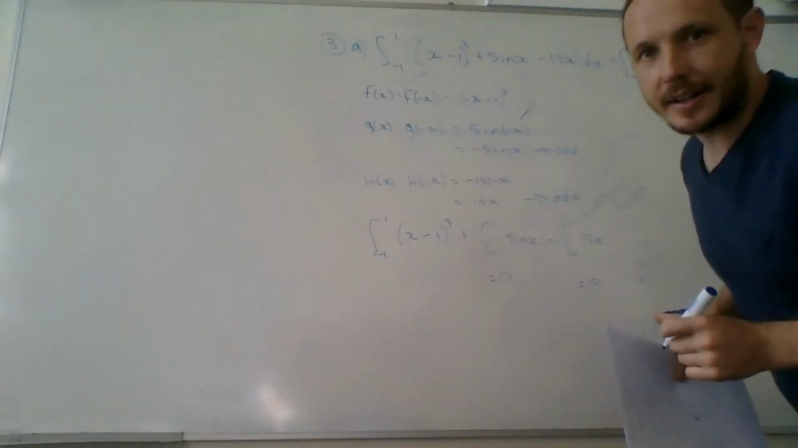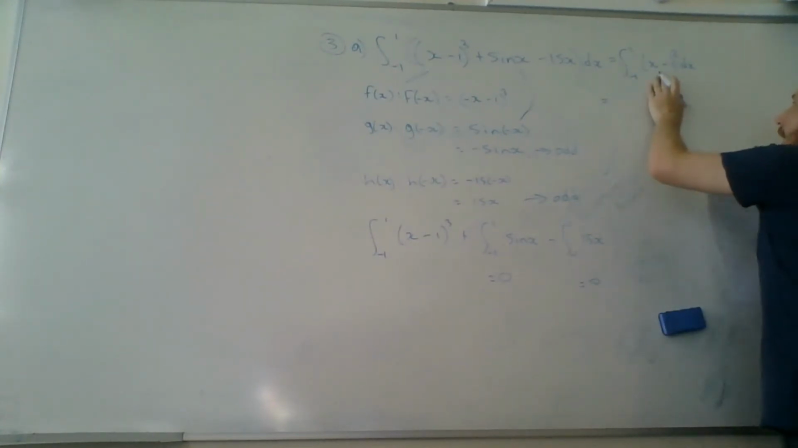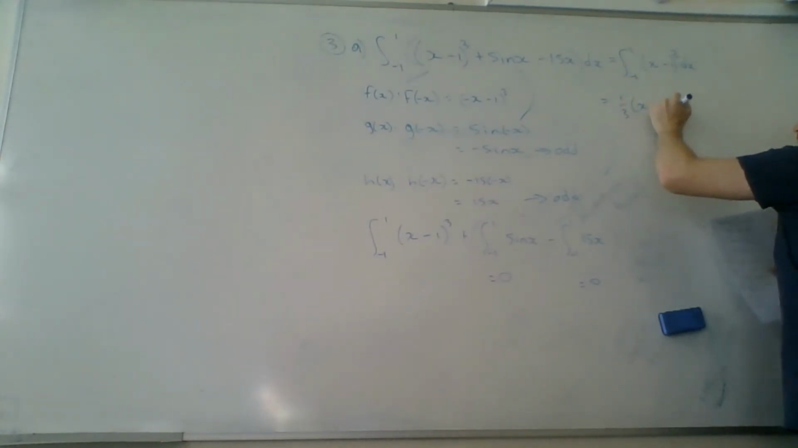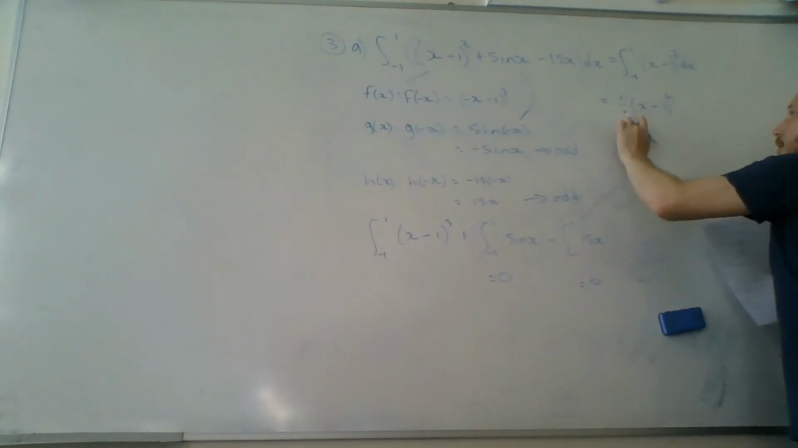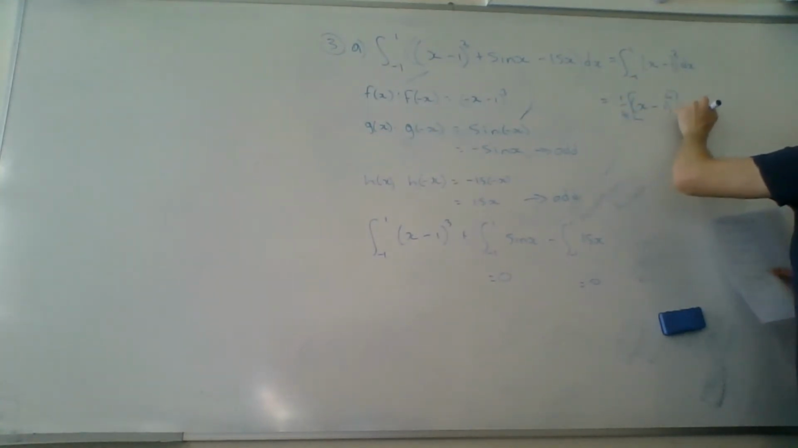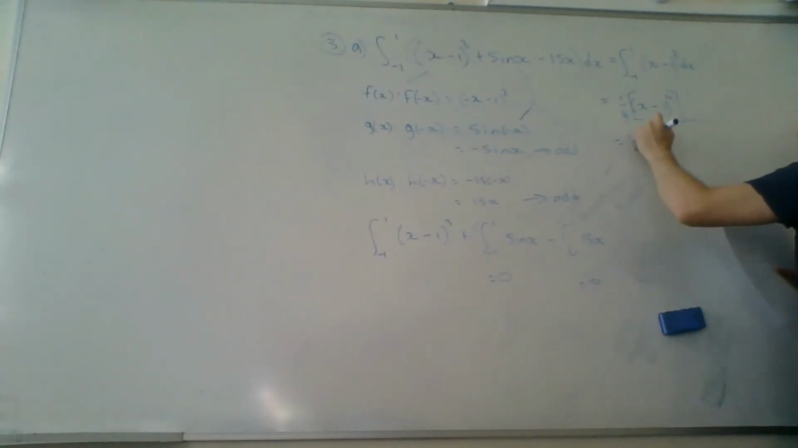Hopefully get rid of that glare. Okay, so this integral we just do now normally. So this will be 1/3 of x, take 1 over 4 of x to the 4 from minus 1 to 1. So this will be 1 over 4.